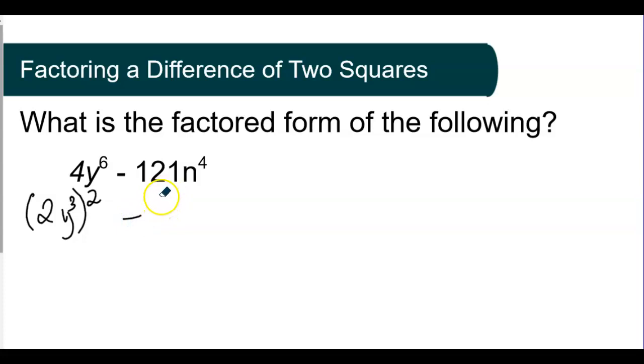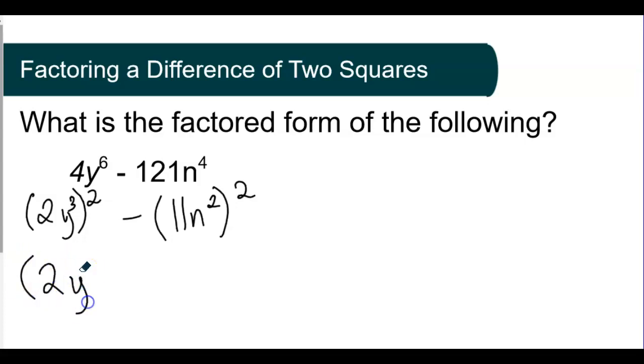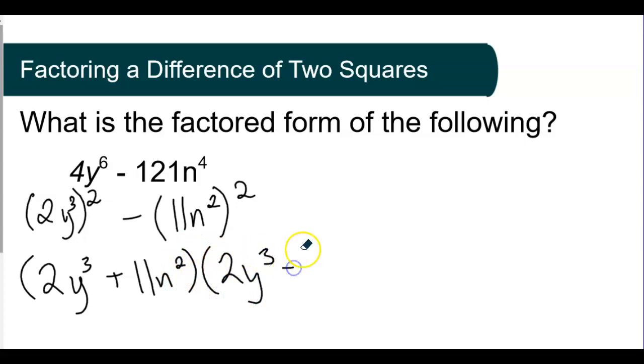121 n to the 4th. I could rewrite this as 11n squared, but now if I square that quantity, I get 121 n to the 4th. And now this is the difference of perfect squares. So I could rewrite this as 2y to the 3rd plus 11n squared times 2y to the 3rd minus 11n squared. And if I multiply those two binomials, I will end up back at that original problem.